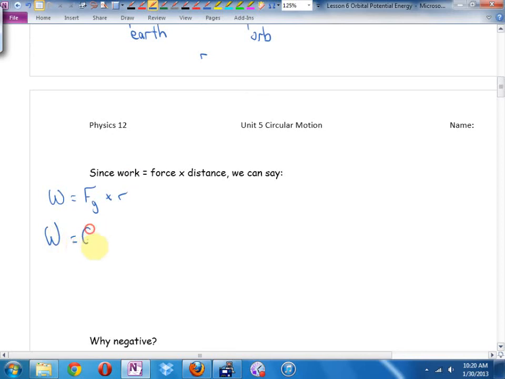Work equals big G, big M, little m over r squared times r. Oh! What do you notice? What cancels, Megan? Okay, there's going to be an r that cancels. Kind of cool. This is going to give us our equation. Draw a big box here.